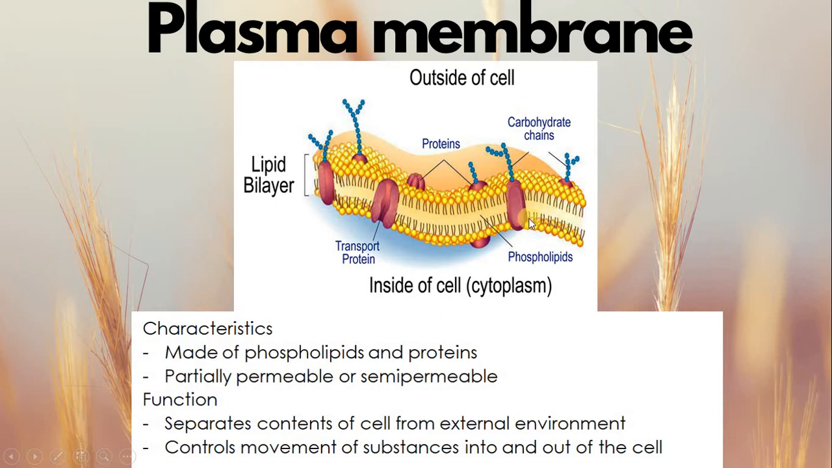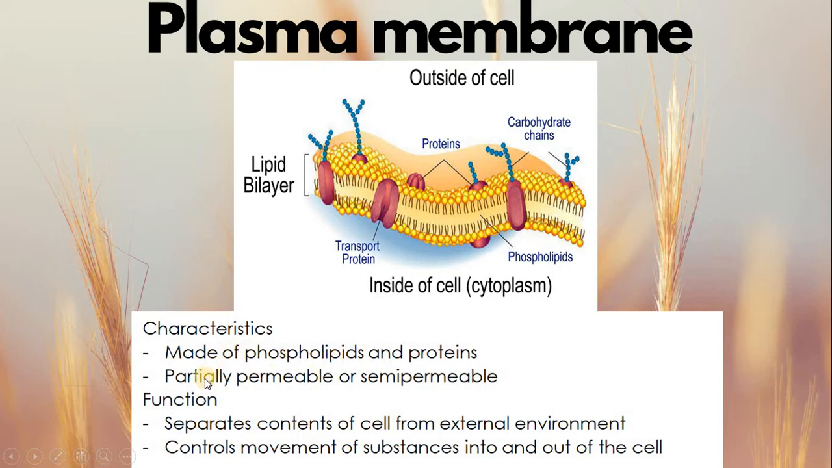Plasma membrane. The characteristic of the plasma membrane: it is made of phospholipids and protein. So these are the phospholipids and these are the proteins. Make sure you can differentiate what is a phospholipid and what is a protein. But don't worry, because we are going to learn more in chapter 3.